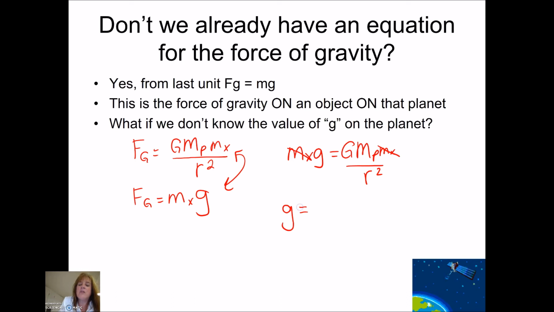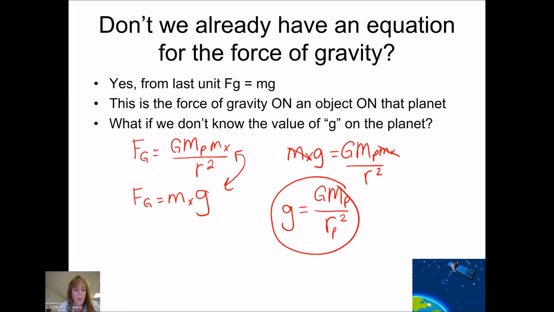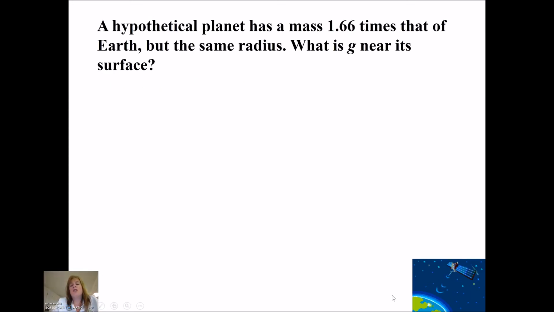The acceleration due to gravity on any planet is the gravitational constant, that's 6.67 times 10 to the negative 11th, times the mass of the planet divided by the radius of the planet squared. That'll give you the acceleration due to gravity on the surface of the planet. Pretty cool.